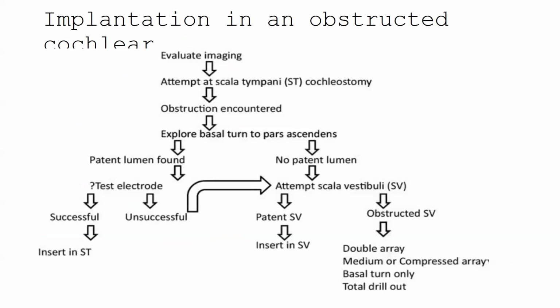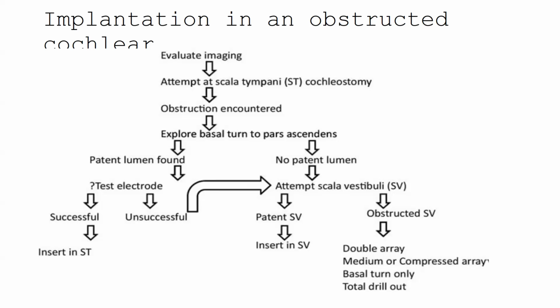I found this algorithm in a paper published from NYU as a general guide for how you would approach an ossified cochlea. Very important is to evaluate the most recent imaging over and over again. Your first plan is always to attempt a scala tympani cochleostomy if the round window is not accessible to you.